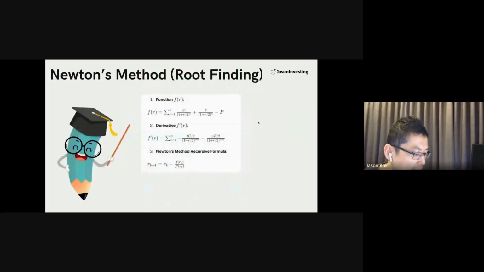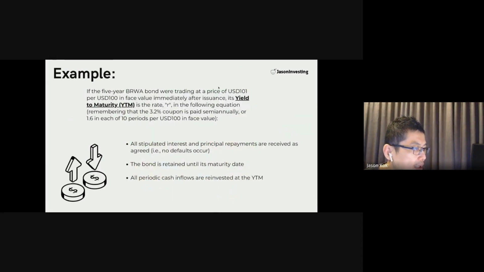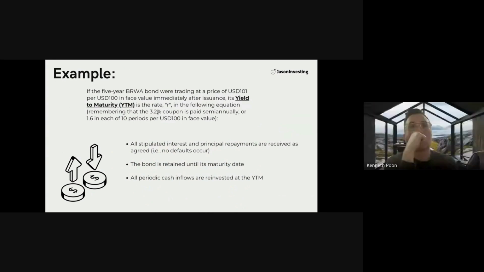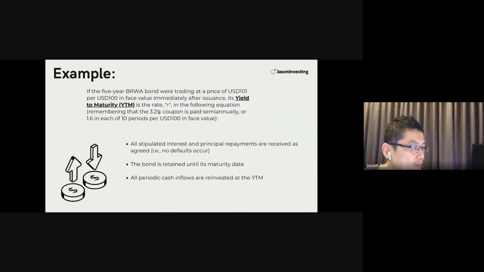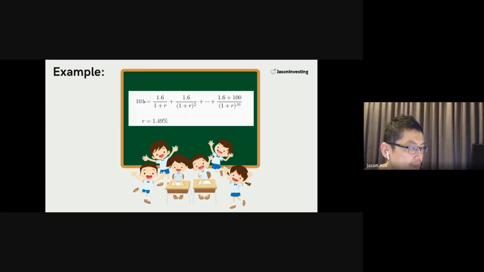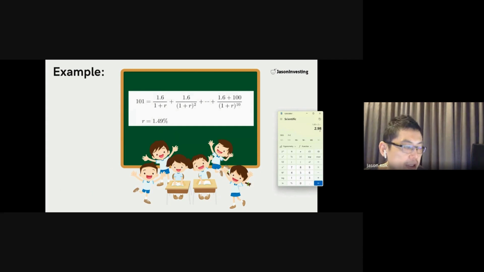Remember, the example was saying that this is a 3.2%. So if you bought this bond at par, you're going to get 3.2% yield to maturity if you hold to maturity. But if you were to buy it at a higher price, your yield to maturity is lower than 3.2%. In this case, it's 2.98% because you're paying a higher price. If you pay a par price, you will get 3.2%.